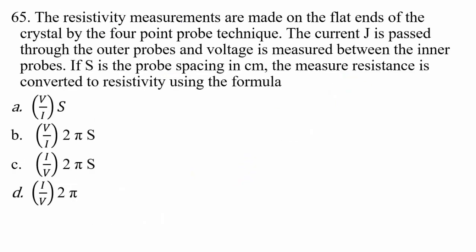65th question, the resistivity measurements are made on the flat ends of the crystal by the 4-point probe technique. The current I is passed through the outer probe and the voltage is measured between the inner probe. If S is the probe spacing in centimeter, the measured resistance is converted to resistivity using the formula. The formula is V divided by I, nothing but it is R into 2 pi into S, where S is the probe spacing. So the corresponding option that is going to follow is option B is correct. See, you have to be very much familiar with respect to CRO concepts also.